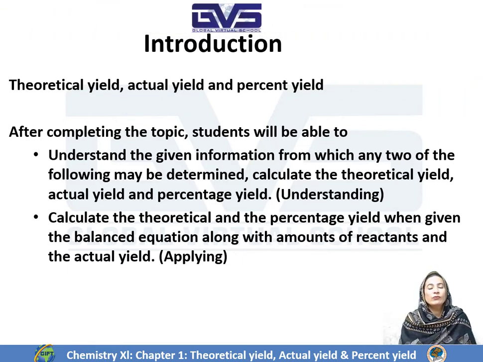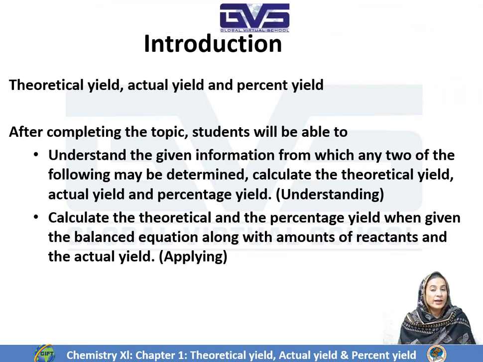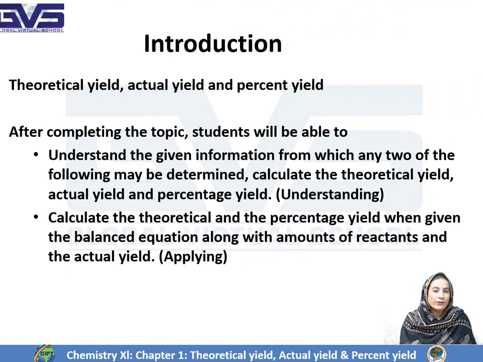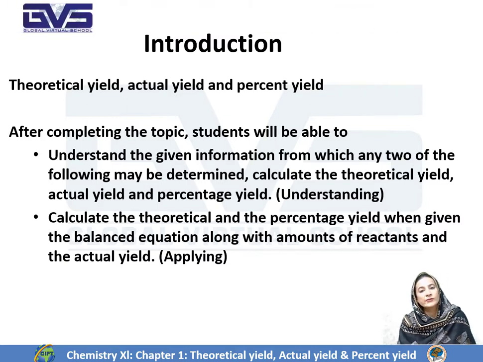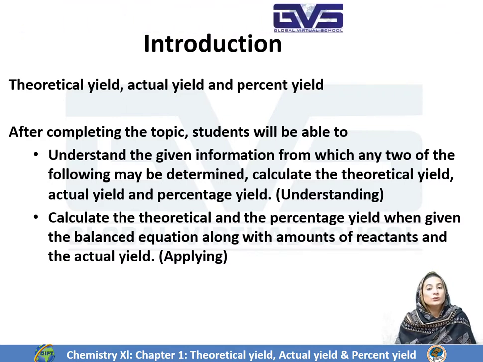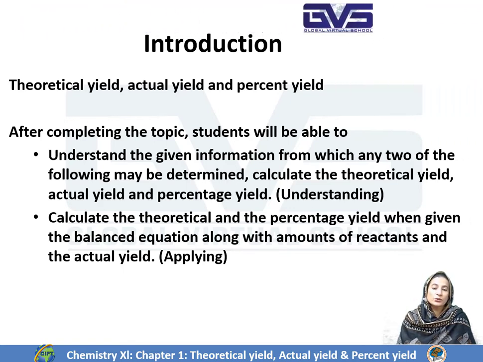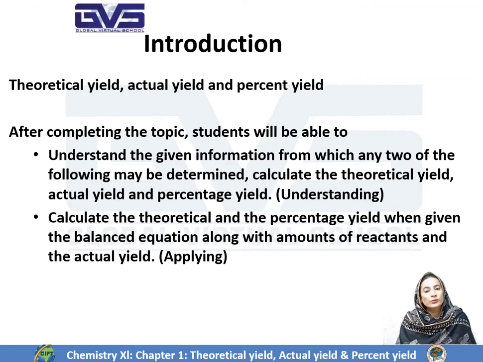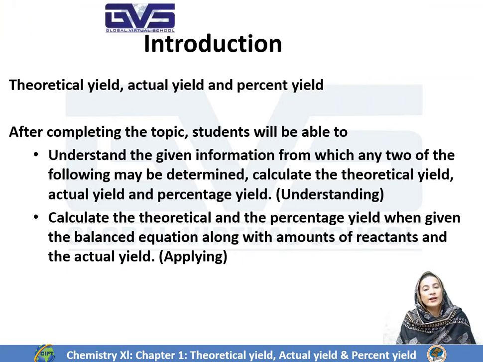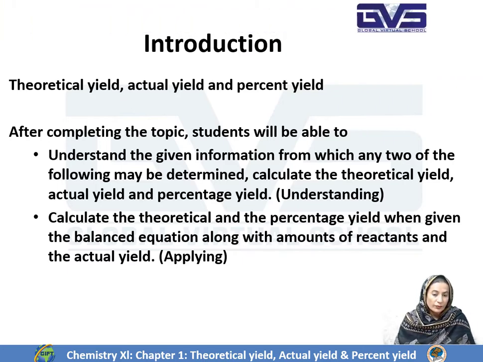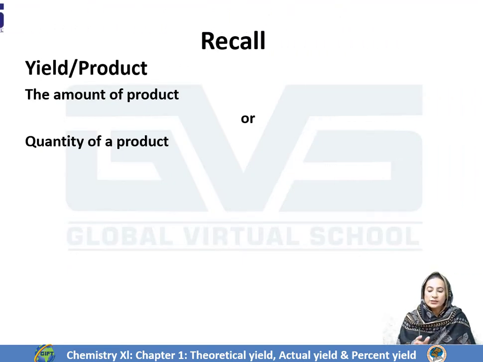Theoretical yield is basically what we calculated in our previous topic, limiting and non-limiting reactant. The product that we calculated with the help of different amounts of reactants, different moles of the reactant, then moles of the product and mass of the product. That is basically theoretical yield. So if you are given the amounts of the reactants, you can calculate the amount of product. So you can calculate the theoretical yield, and if you are given the actual yield, you can find out the percentage yield as well. Before going into the detail of this yield, you must know what this word yield means.